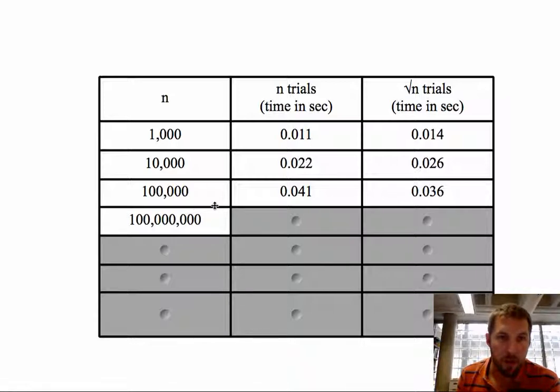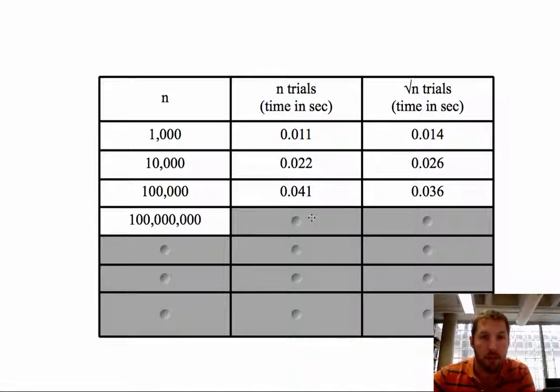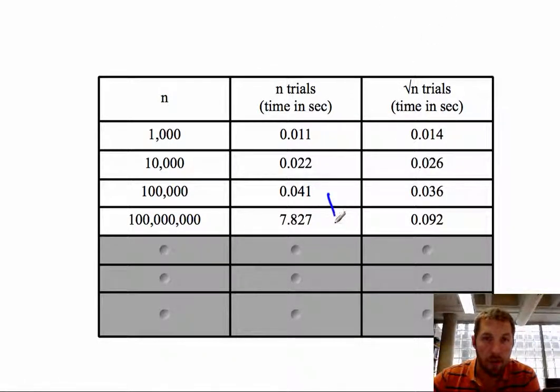Okay, so let's skip ahead a little bit. Instead of going from 100,000, we'll go right to 100 million. At 100 million, how long does it take to try 100 million numbers and see if they're all divisors? Well, it takes about 7.8 seconds. So that's a pretty big jump. What about the square root? That one only 0.092. So this is a huge jump right here, from here to here. Not so big a jump from here to here. All right, so maybe you can see where this is going.